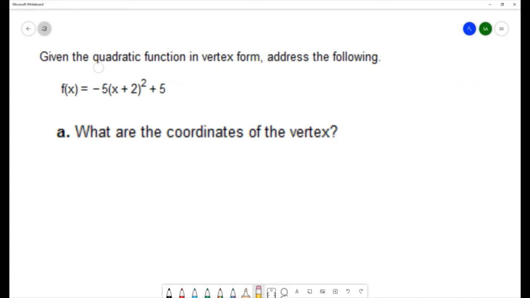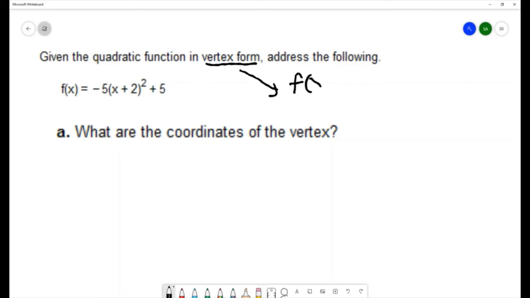Given the quadratic function in vertex form, address the following. f(x) = -5(x + 2)^2 + 5. What are the coordinates of the vertex? This is the equation of a quadratic function in vertex form. So let's take a moment to think about what vertex form looks like.